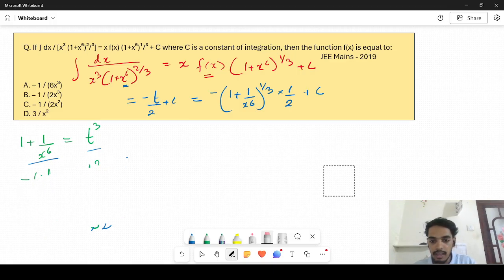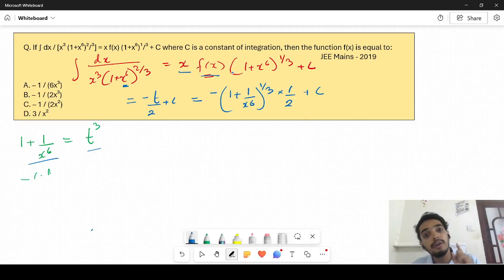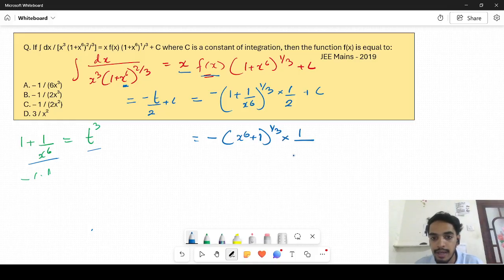Please listen here, okay? In our question, on the right hand side, RHS, it is given that x into a function, x into the function into 1 plus x power 6. It is not 1 plus 1 by x power 6. Here it is the reciprocal, right? So what we have to do is just cross multiply and bring it into the numerator. So minus of x power 6 plus 1 whole power 1 by 3 into 1 divided by x power 6 whole power 1 by 3 will be x square plus c.